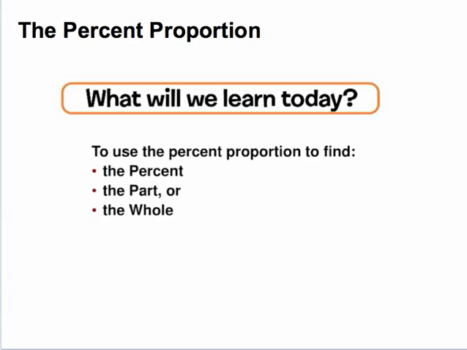So for example, anytime you get a test and the teacher marks it 14 out of 17 and you're thinking to yourself, what is my percent grade? What is my correlating letter grade? Well, the percent proportion would help you solve for your actual percent letter grade. So let's get right into this.